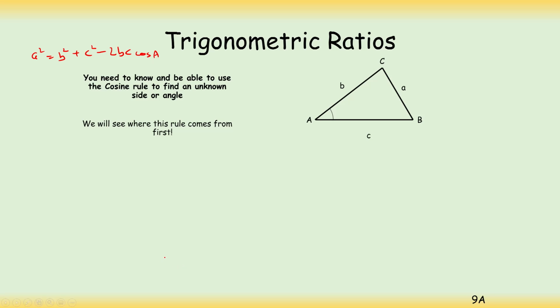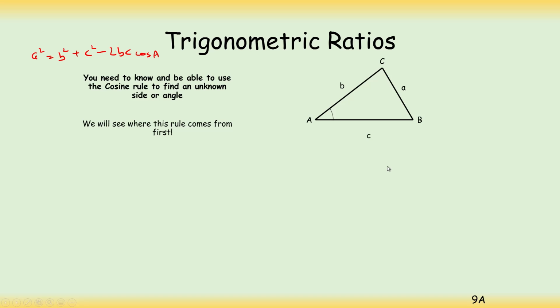So we'll look at where it comes from initially. In this instance, if we look at this triangle, it's ABC triangle, and we use capital letters to represent the corners and small letters opposite the angles to represent the sides. So capital A, small a, capital B, small b, capital C, small c.